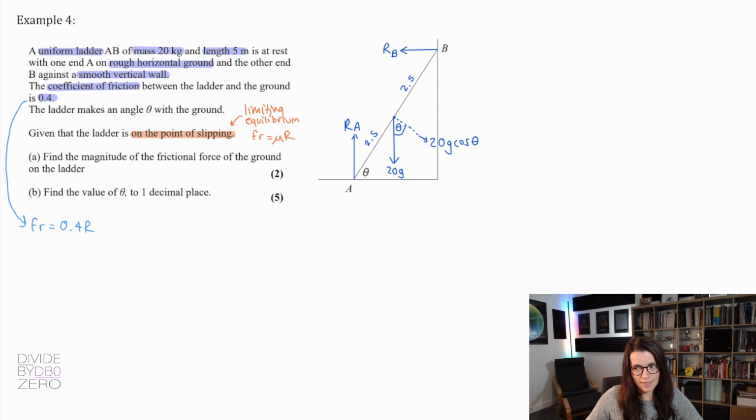For friction, if you think about it, if there was no friction, the ladder would slip on the ground. Therefore, the friction is going to be acting in this direction to prevent that from happening.